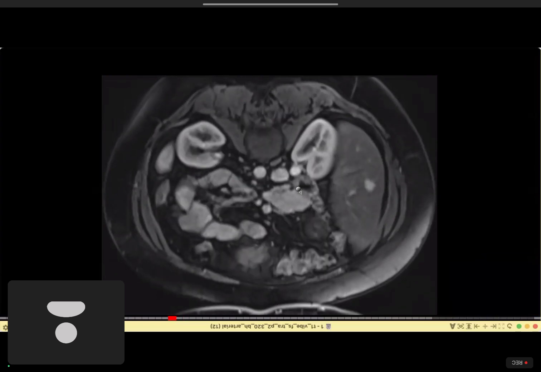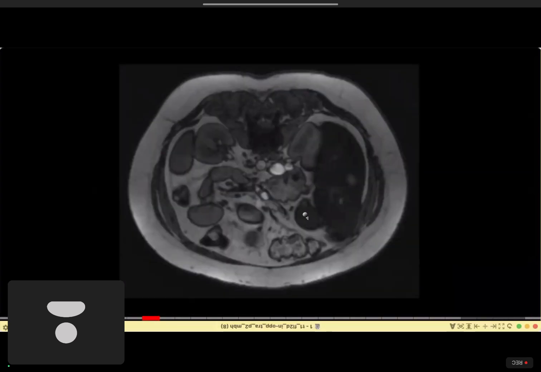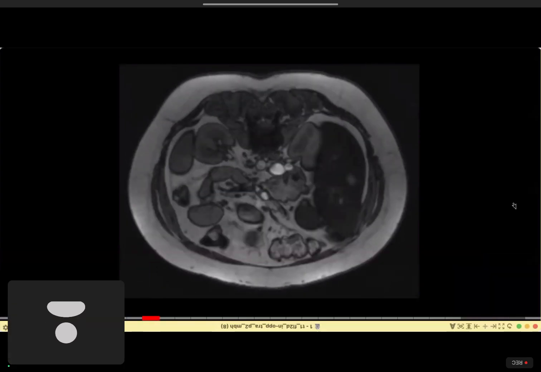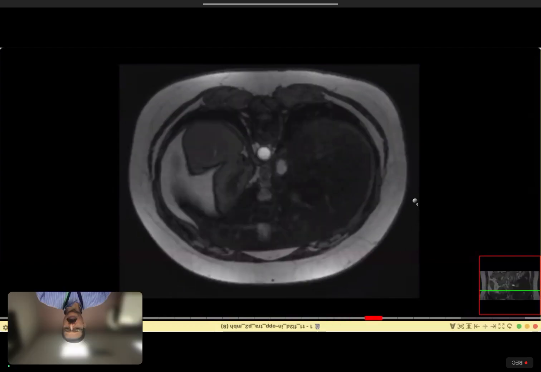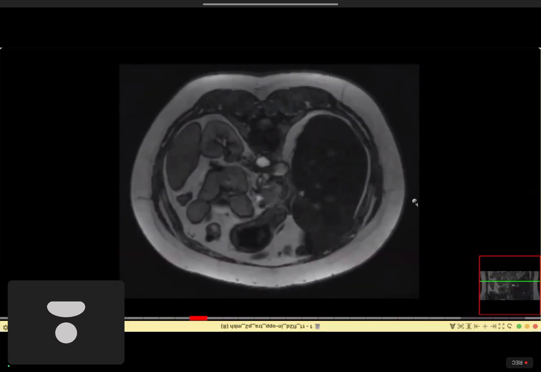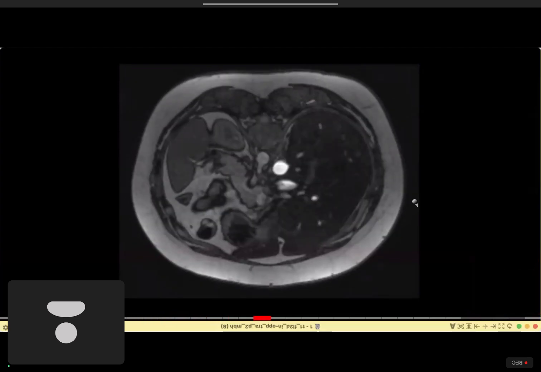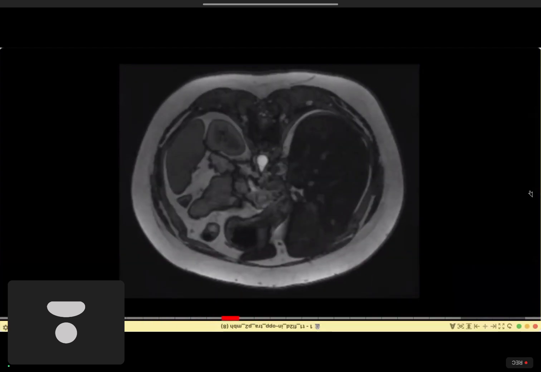There is a possibility. I would like to see it on the delayed image also, to check if there is washout or no washout in this image. This is out of phase. What is the appearance on out of phase? There is a drop of signal on the liver itself, which means there is some fatty component, fatty liver or steatosis.